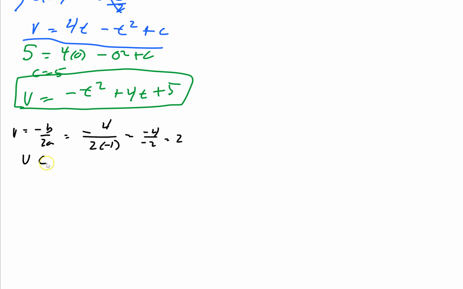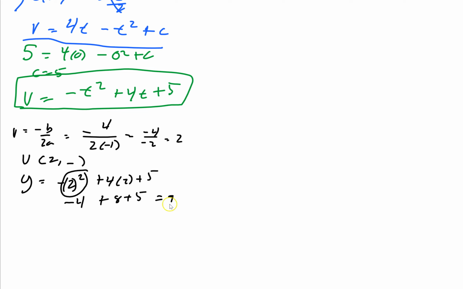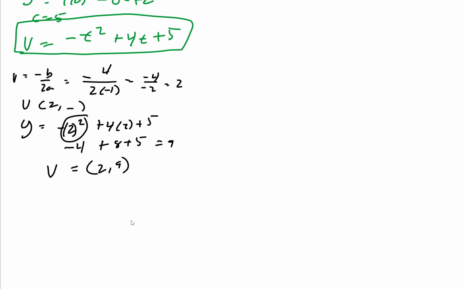So my vertex is 2 and something. The way you find that something is you plug it in. Remember, the exponent goes first because you're plugging in, so you always square it first. So it's 4, but then there's a negative on the outside, so negative 4 plus 8 plus 5. So I get 9, which means my vertex is 2 and 9. So if I was going to graph this, I'd go to 2, 9.